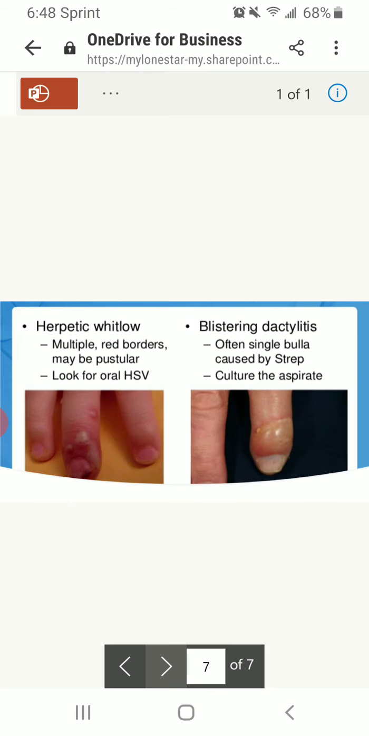And then lastly, this is just a picture of herpetic whitlow. On this one, you have multiple red borders, and it may be pustular. It looks kind of like HSV. And then also blistering dactylitis, which is often a single bulla caused by strep culture.